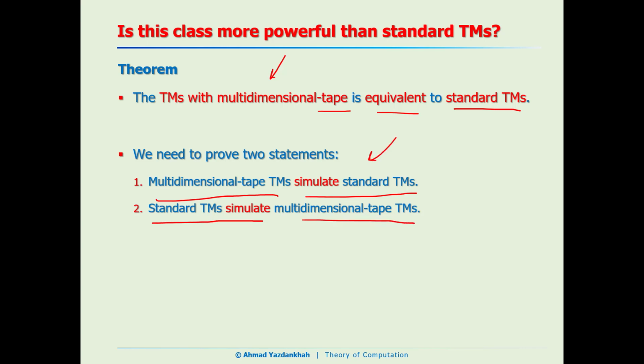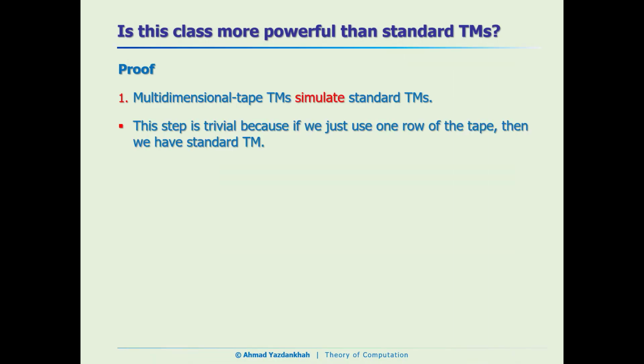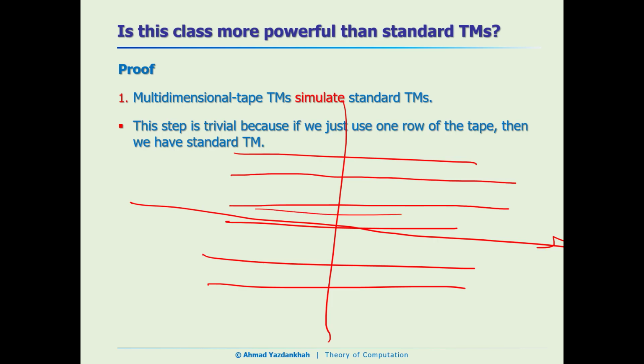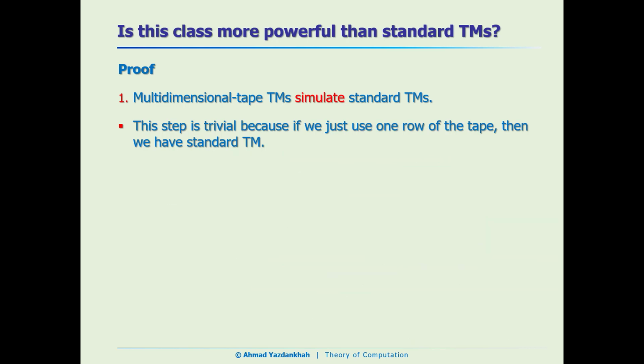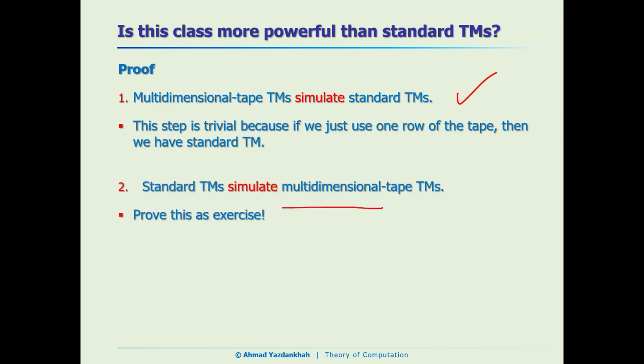So for the first one, can a multidimensional tape machine simulate a standard Turing machine? Of course it can. It's just a trivial proof, because we have several tapes like this, right? We just need to use one of them. If we use just one of them and we don't use up and down, then it is equivalent to a simple standard Turing machine. So for this one, we have no problem with the proof, but for the other way around, simulating the multidimensional tape with a standard Turing machine is a big deal.